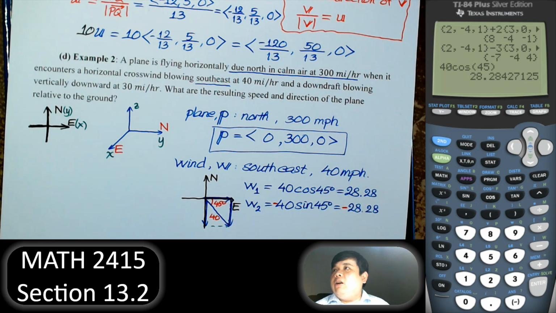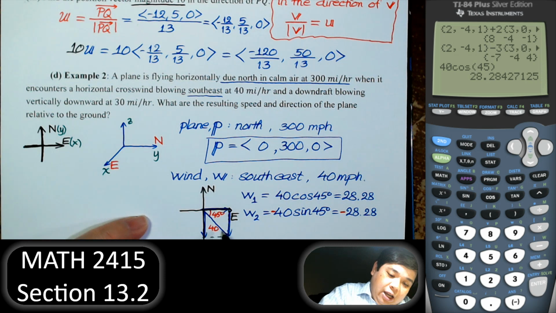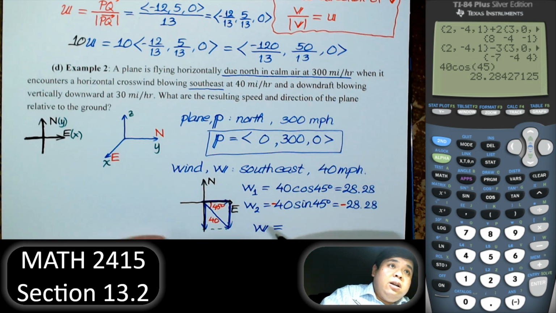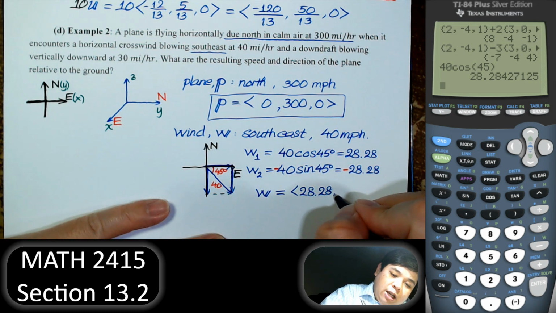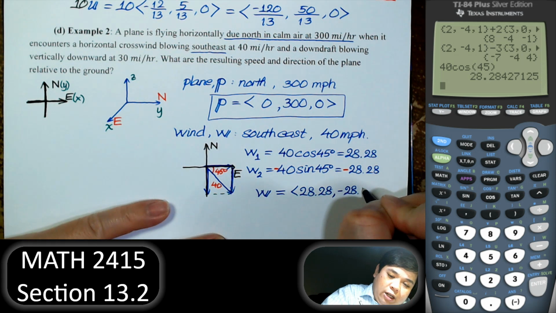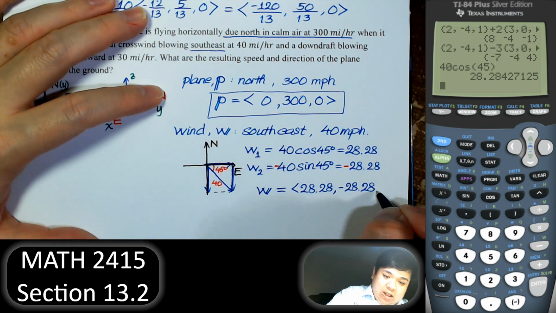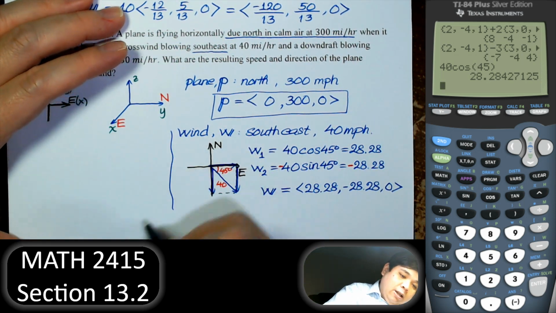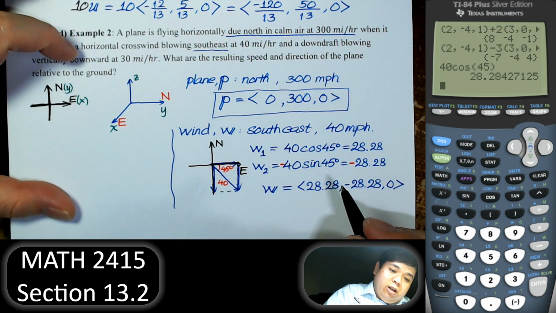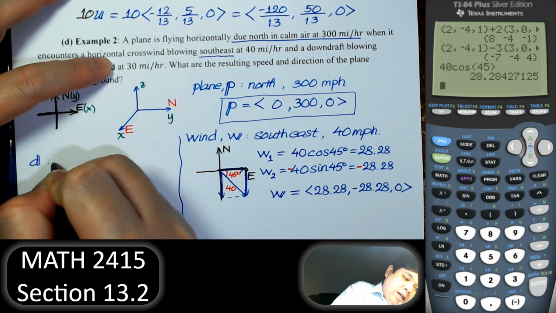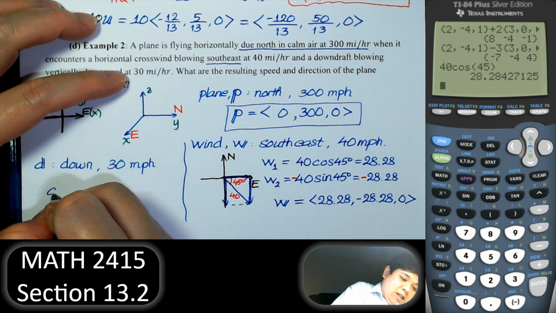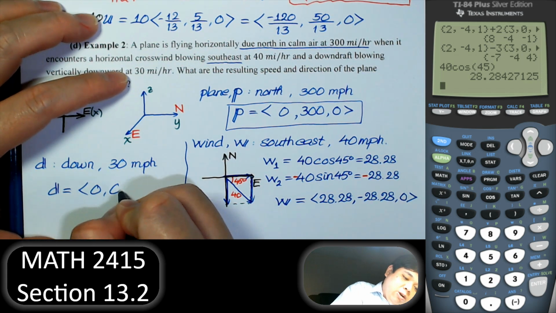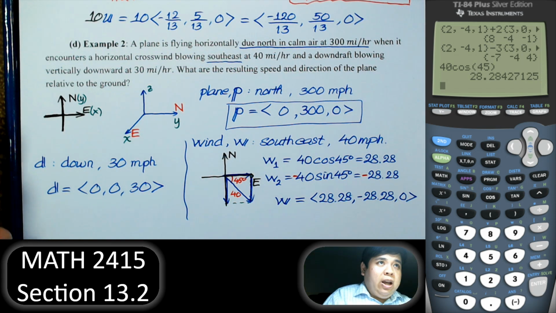And then the third component, there's none. So we just say the wind, we have the vector as the first component is 28.28. The second component negative 28.28, and there's nothing going up or down, so it'll be 0. And then we have the downward draft, so it's going to be down, magnitude 30 miles per hour. So this is easy. That vector is equal to 0, 0, and 30 on the third component. And I will just add all of this up.